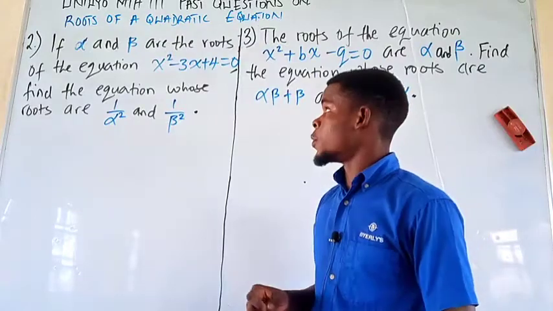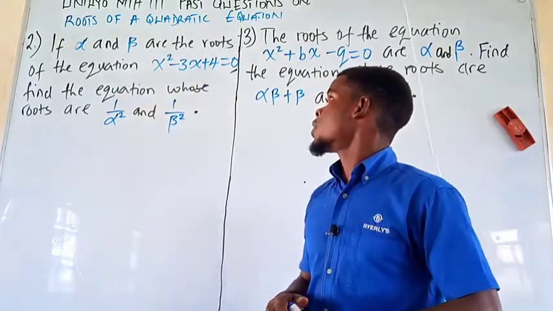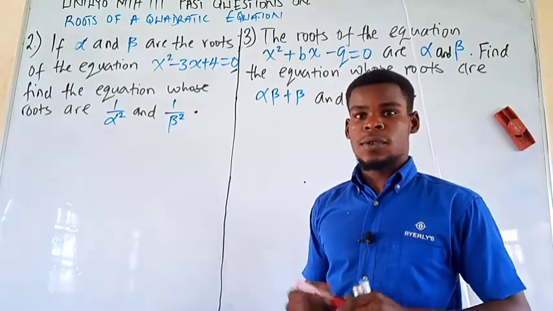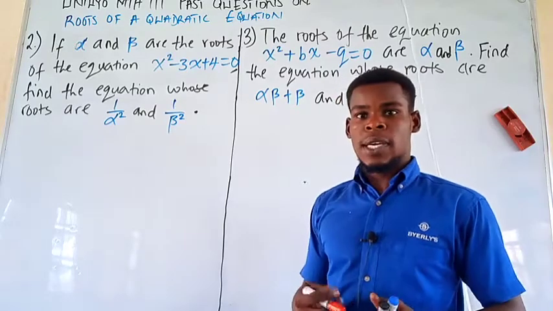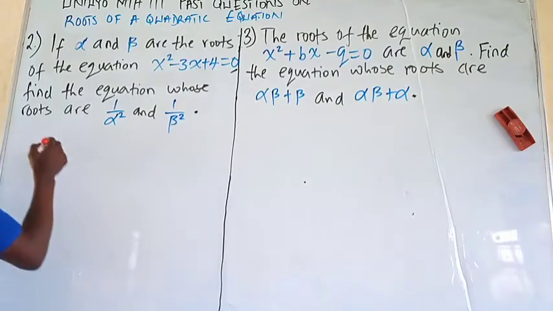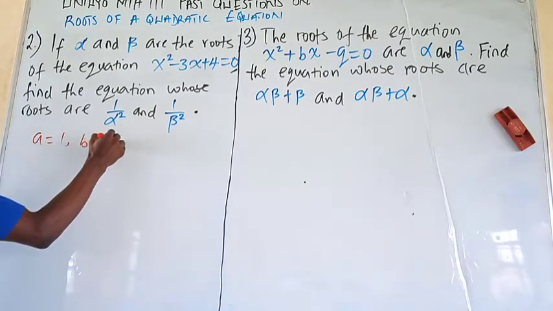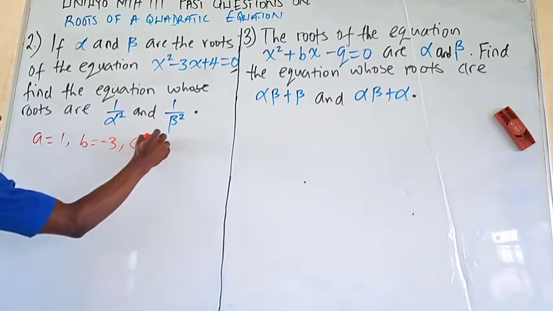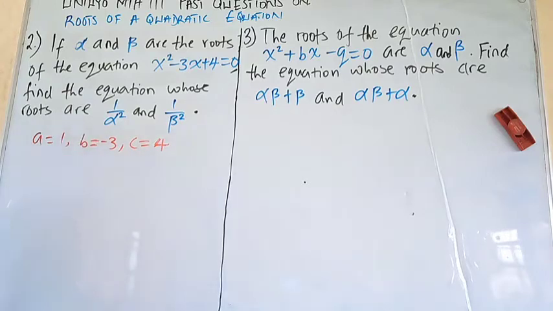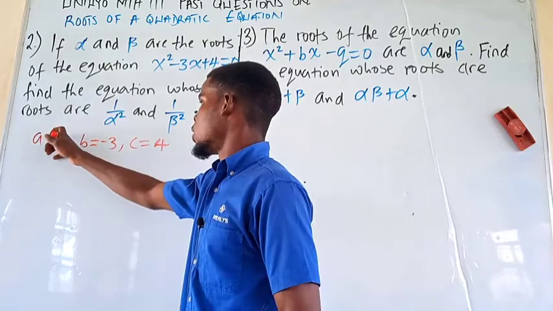Now for the second question, we have that if alpha and beta are the roots of this equation, x squared minus 3x plus 4 equal to 0, then we should find the equation whose roots are 1 over alpha squared and 1 over beta squared. So from here we know that a is 1, we know that b is just negative 3, and then c is 4, alright? Okay, so b is negative 3 and c is 4. Let me just put this down.